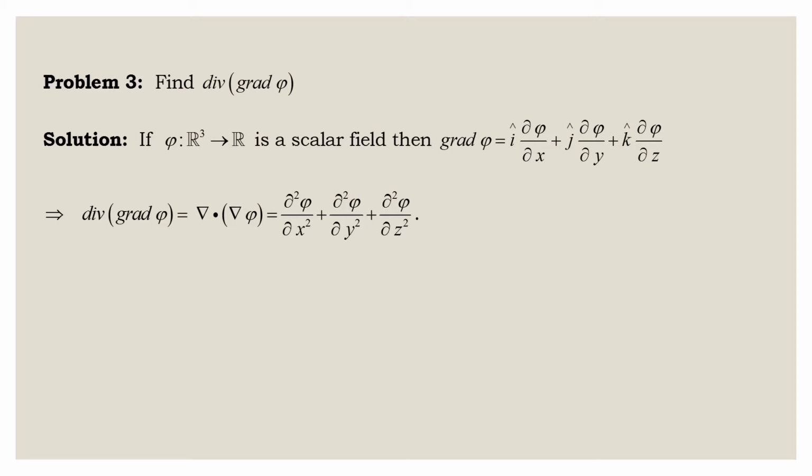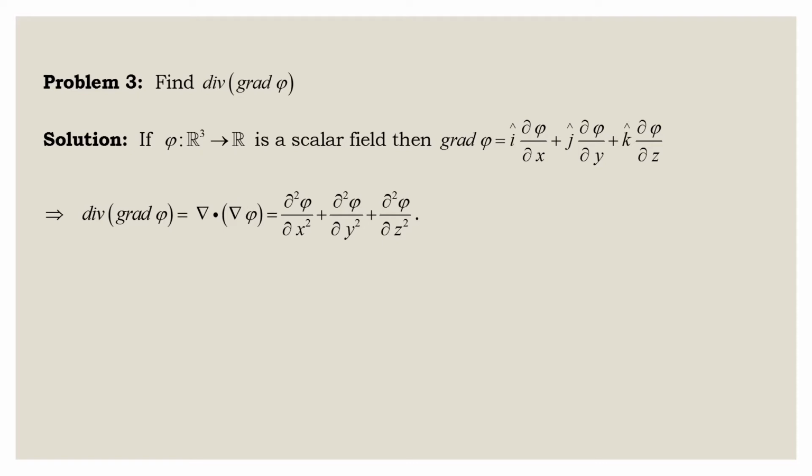Suppose phi is a scalar field on R3. Let's see what is its gradient. The del phi, or grad phi, equals i cap ∂phi/∂x plus j cap ∂phi/∂y plus k cap ∂phi/∂z. We have already observed one point. If we apply the gradient operator on a scalar field like phi, we obtain a vector field grad phi equals i cap ∂phi/∂x plus j cap ∂phi/∂y plus k cap ∂phi/∂z.